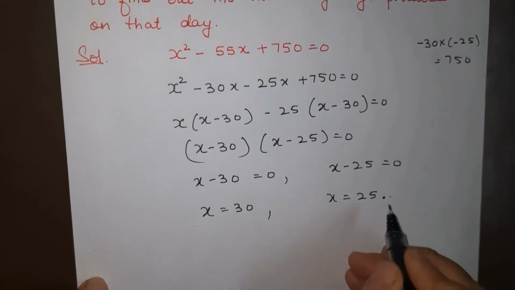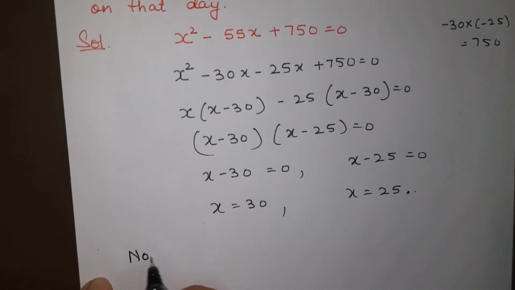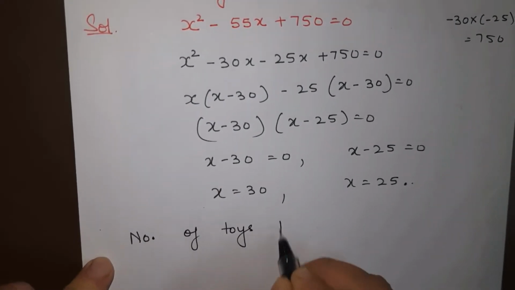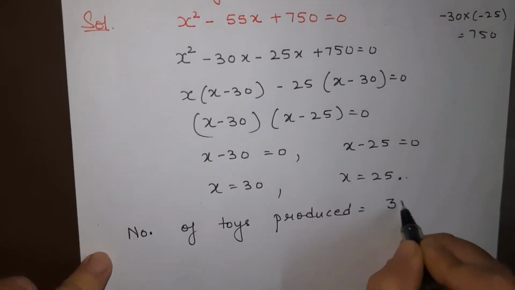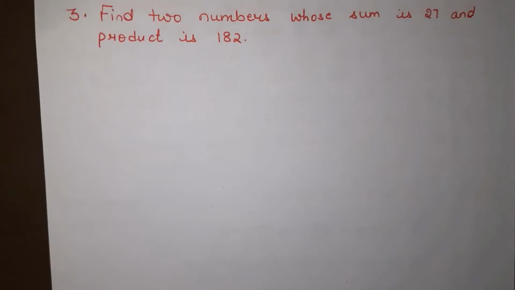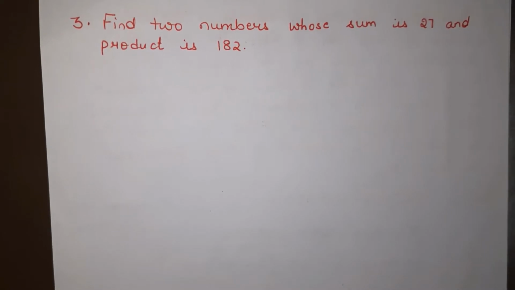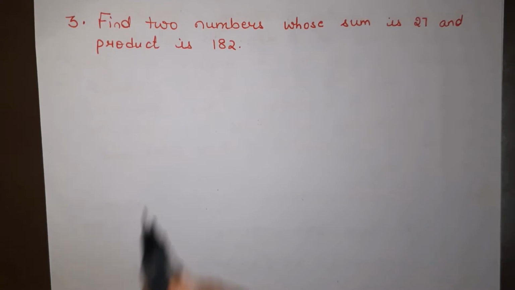We would like to find out the number of toys produced. So there are two answers. The number of toys produced will be equal to 30, or it can be 25 also. So now we have the third question. Find two numbers whose sum is 27 and product is 182.